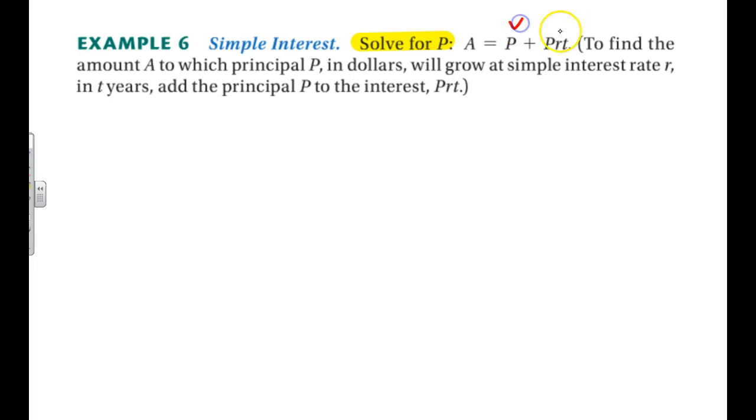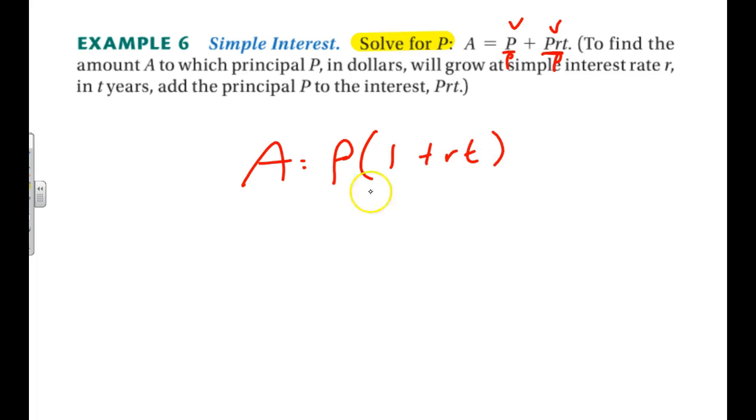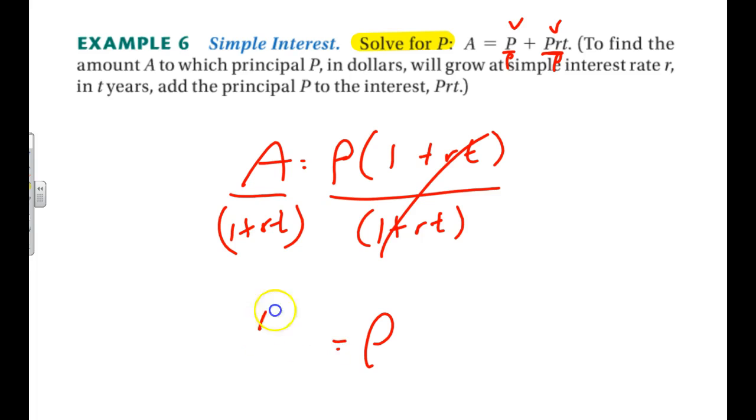Solving for p, this is the exact same scenario, but this is a little bit easier because they gave me all the p's on the same side. If they didn't give me p's on the same side, that would be my first goal. But again, the goal here is, when you have two p's and I can't add these because they're not like terms, the goal is to factor. So factor out a p literally means divide each term by p. Don't forget about this 1. And then divide by 1 plus rt. So p is equal to A divided by 1 plus rt.